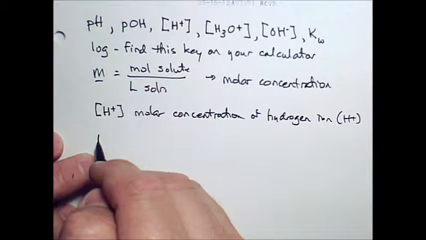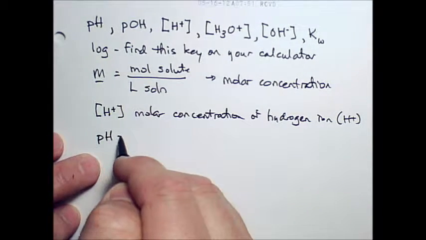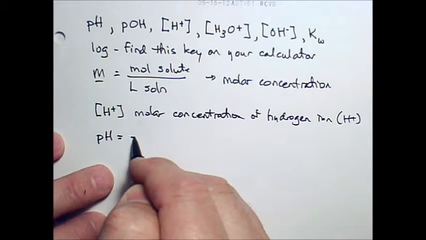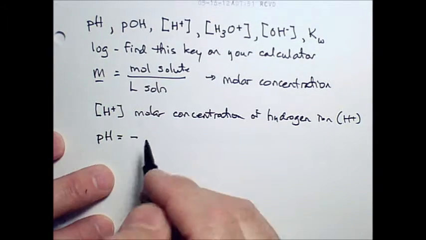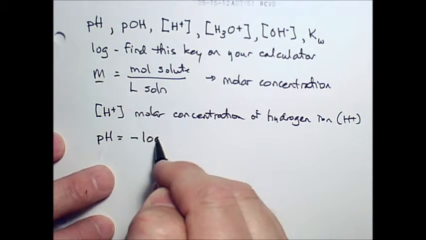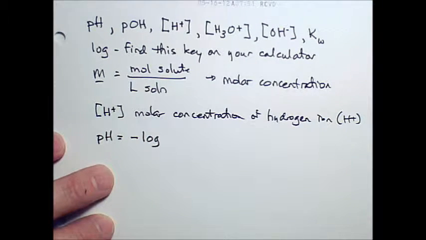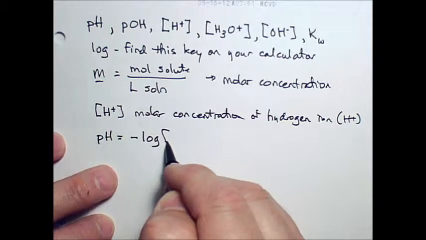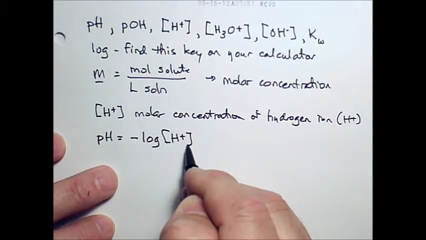Now, pH is negative logarithm base 10, which is what that LOG button on most calculators is all about, of the hydrogen ion concentration.